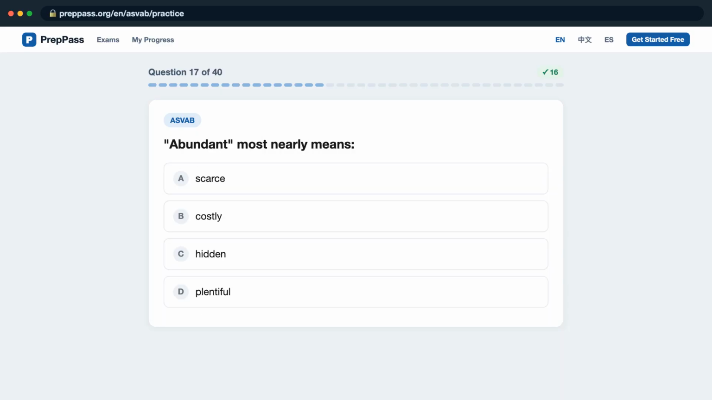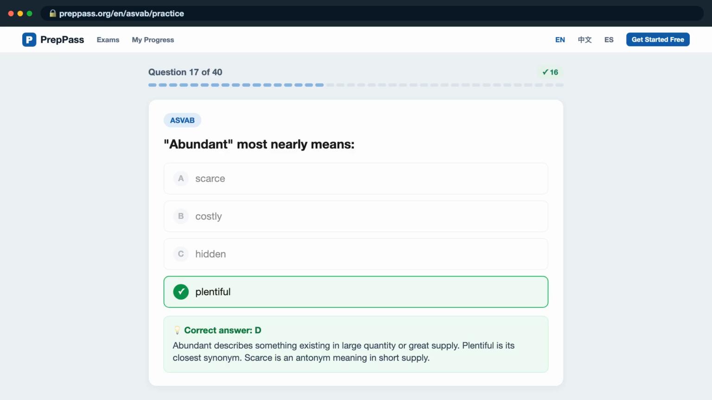Question 17. Abundant most nearly means, is it A, scarce? B, costly? C, hidden? D, plentiful? The correct answer is D. Abundant describes something existing in large quantity or great supply. Plentiful is its closest synonym. Scarce is an antonym meaning in short supply.